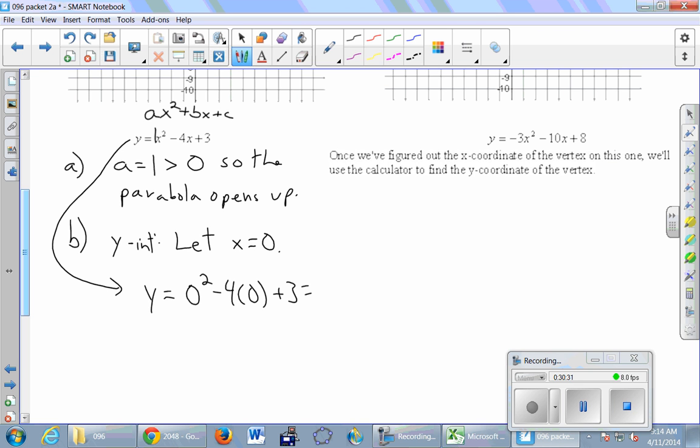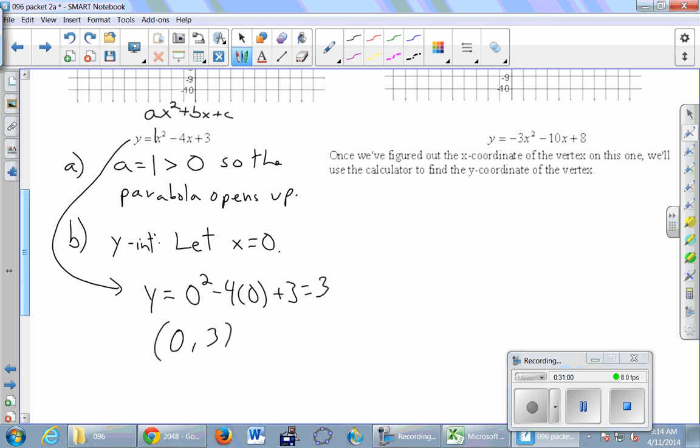How much is that? 3. So the coordinates of the y-intercept are 0 and 3. And we actually did discover a neat little shortcut that we didn't use but could have. Could you look at the original equation and just know that it's going to be 0, 3? Remember we had said the last number sitting by itself is always the y-intercept. So you're welcome to use it. I don't need you to memorize it. It takes like 10 seconds to figure it out.